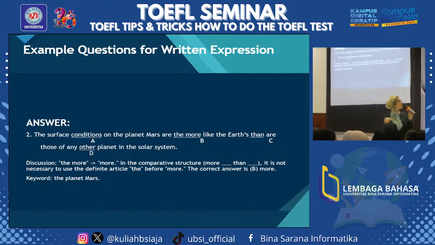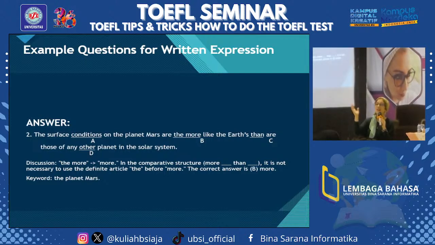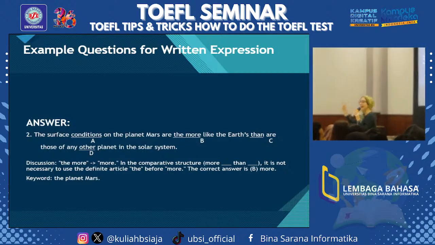The surface conditions on the planet Mars are, you don't need the. Not the more like the Earth's. No, the is not necessary in a comparative. The surface conditions on the planet Mars are more like the Earth's than are those of any other planet in the solar system. So the shouldn't be there, okay? So often you will find in the structure test, articles are an issue. Is there an A and there should be no A? Is there a the and it should be no the? Or is it missing one?